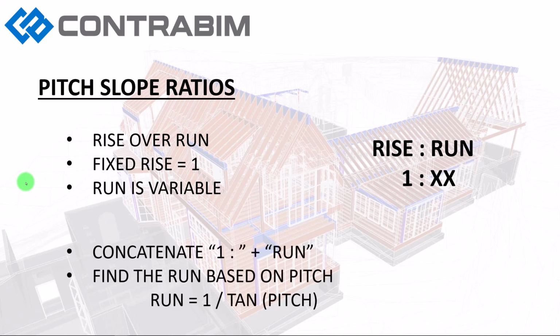So the way that we're going to set this one up is we'll concatenate that first part, the fixed part, which is going to be the 1 with the colon in this case, and then we will add the run to the second part of it, and we'll find the run based on the pitch. And of course, this calculation is going to be the run equals 1 over tangent of pitch. So that will be our next formula, very similar to the first one, but slightly tweaked.